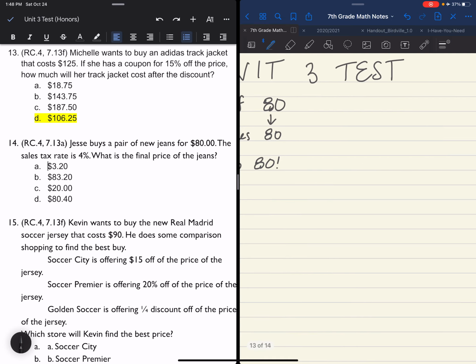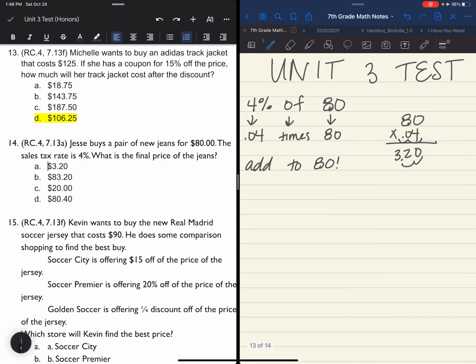So 80 times 0.04. 0 times 4 is 0. 8 times 4 is 32. And I'm not going to multiply times the zeros because that's just going to be a bunch of zeros. So why bother? So I see that there are two numbers to the right of the decimal. So that means I'm going to go in twice. So my tax is $3.20.